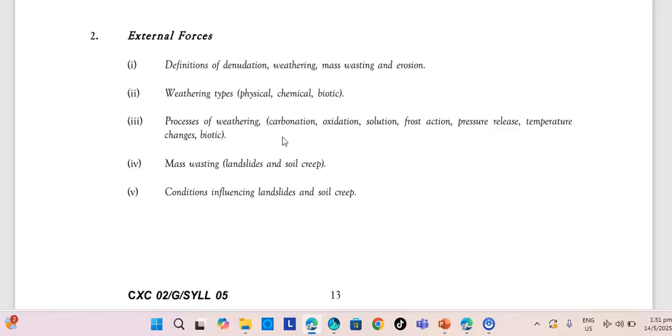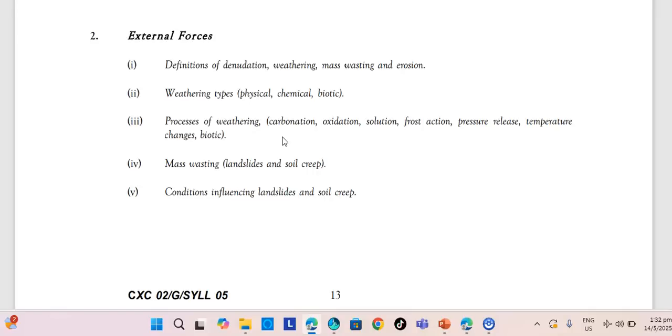Solution is a type of chemical weathering. What happens in solution is that minerals dissolve in water. Frost action is a type of physical weathering. This is when water freezes in cracks and breaks the rock. Pressure release is a form of physical weathering. The rocks crack when heavy layers are removed.